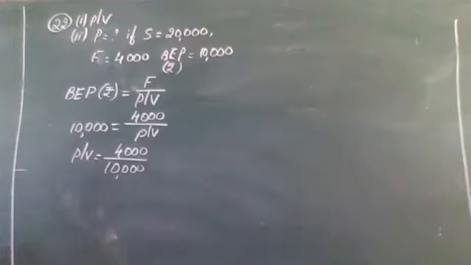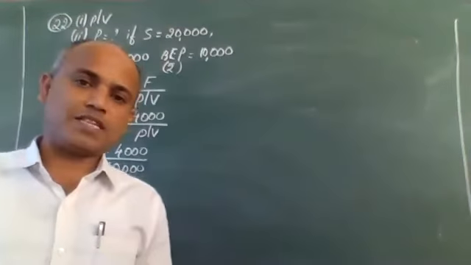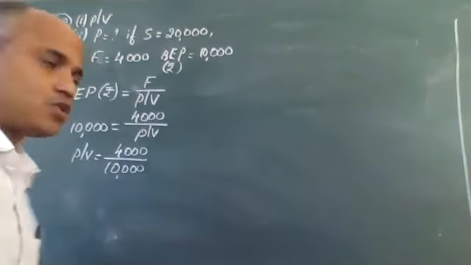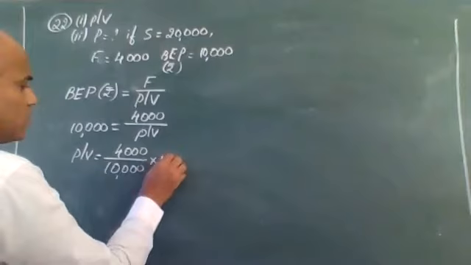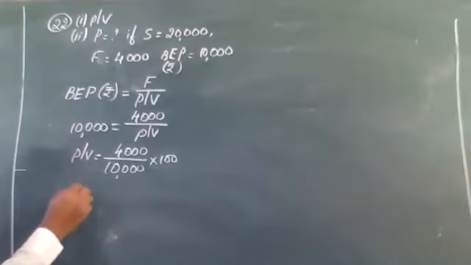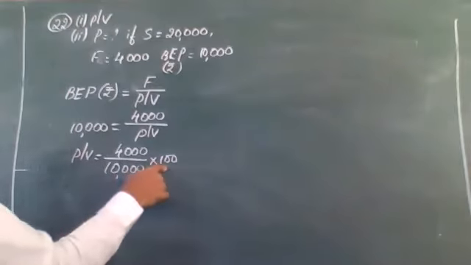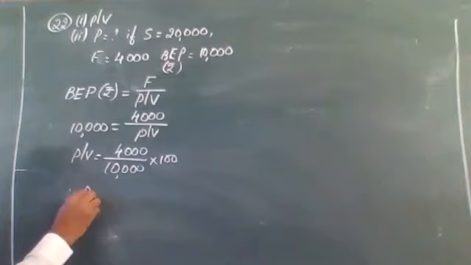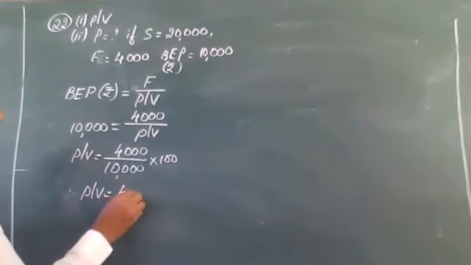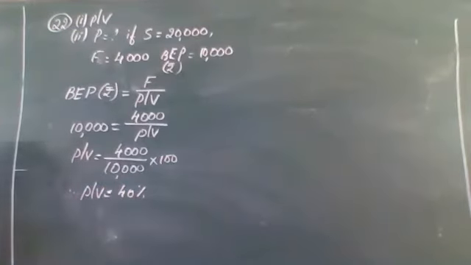And generally, as we have agreed that we will always express PV ratio in percentage, so I'll multiply with 100 to express it as a percentage. So 4 by 10 it is 40%. Therefore, profit volume ratio is 40%. That's the first part. So I got the PV ratio.